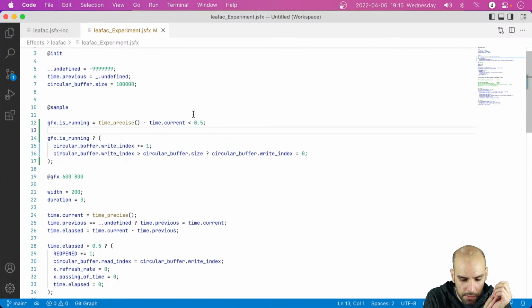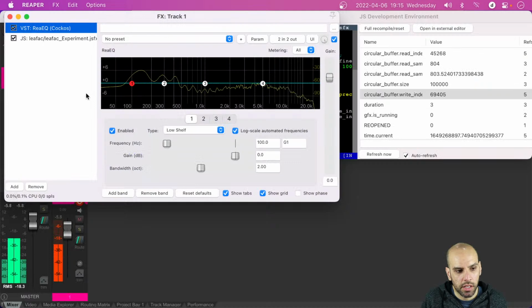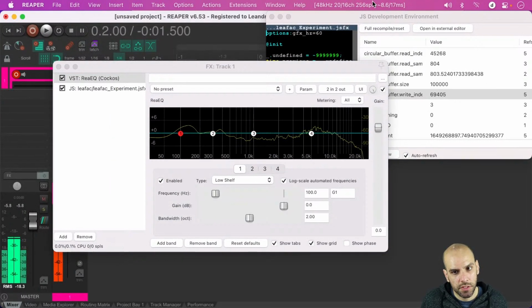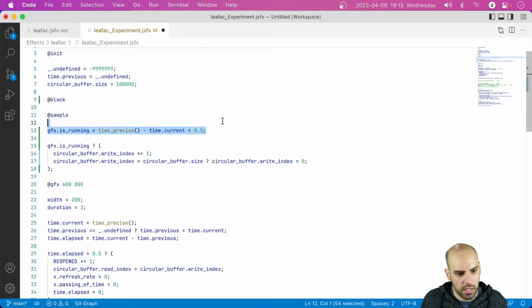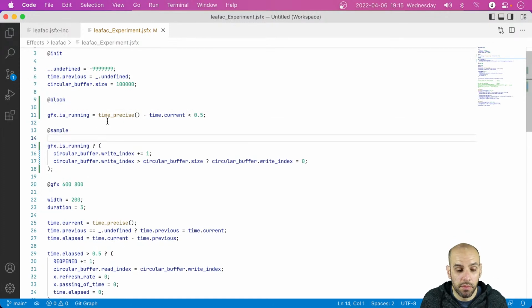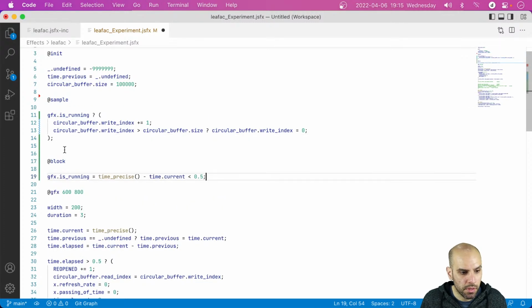But it may be expensive. Tail is giving a good idea. Wouldn't it be more efficient to check if GFX is running from the block? Yeah, so the sample block is running 48,000 times a second, while the block is only running on every 256 samples. So just by checking this here, I am making things potentially 256 times more efficient. That's a good point, and it's a good use of the block. But conceptually, what I'm doing is still the same.